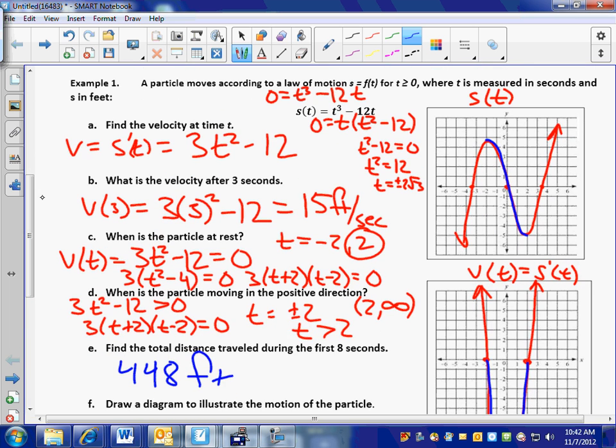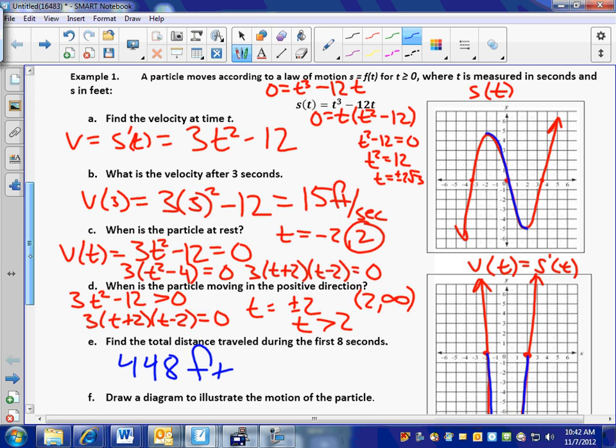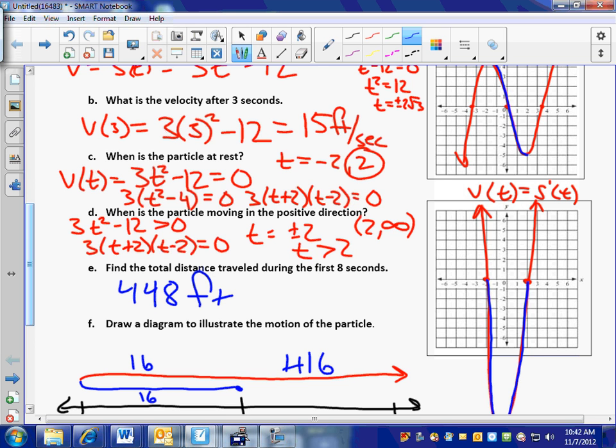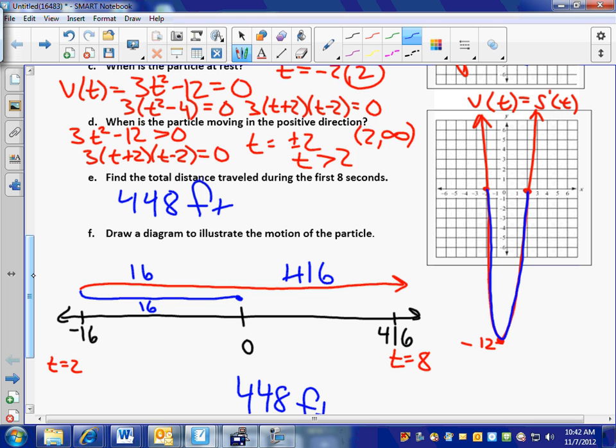So we just recap. To find the velocity, we take the derivative. To find the velocity after 3 seconds, we take that 3 and we plug it in. To find when the particle is at rest, we take the derivative and set it equal to 0. When the particle is moving in the positive direction is where the derivative is greater than 0. And we looked at the graph to find where it was greater than 0. It was helpful to look at the graphs. Find the total distance. We had to make this diagram. That's generally the hardest part for people.